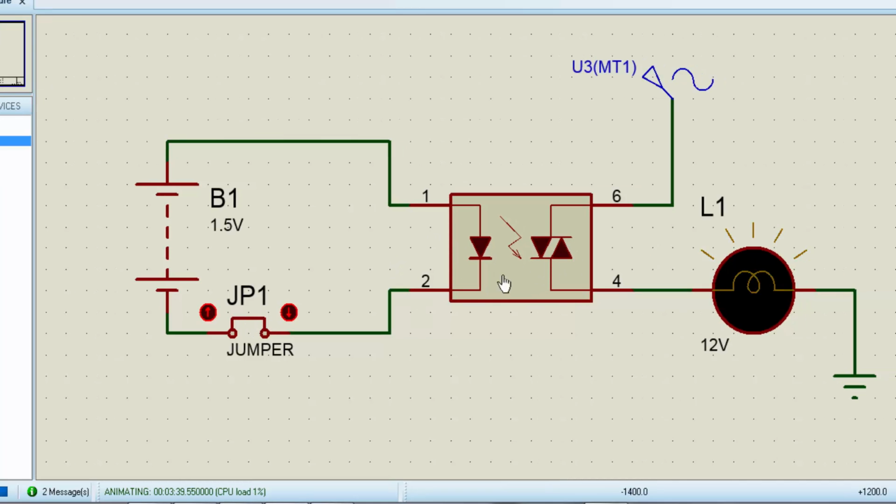Only a control signal is applied, and its control signal is most of the time applied from microcontrollers, TTL ICs, CMOS ICs, to control the input side. And upon receiving the control signal, it will allow contact on the load side.